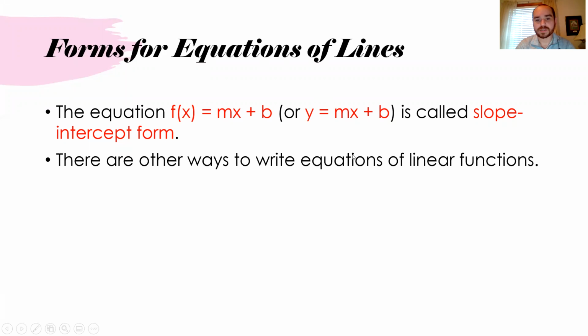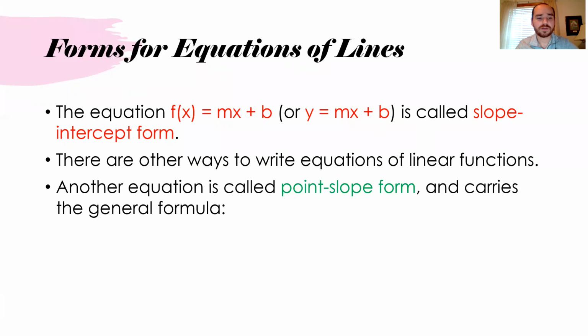So obviously the slope is m, and then b is your y-intercept, which is what y is equal to when x is 0. There are other ways to write equations of linear functions. The one we're going to look at the most is called point-slope form, and it carries this general formula. So this looks a little bit more complicated than slope-intercept form, because you've got this x1 and this y1.